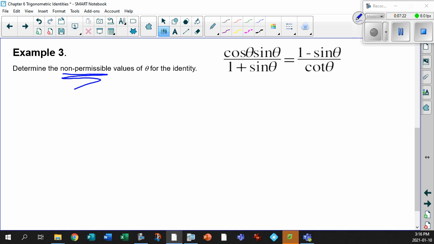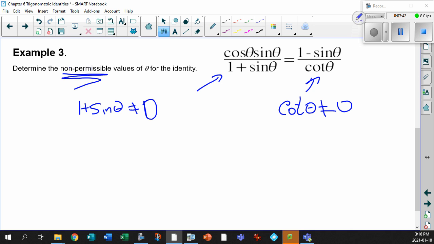You're not trying to find theta. You're not trying to do anything. All you want is the non-permissible values. So look, take this one and say 1 plus sine theta cannot equal 0. Cotangent, do that one over here. Cotangent theta cannot equal 0.